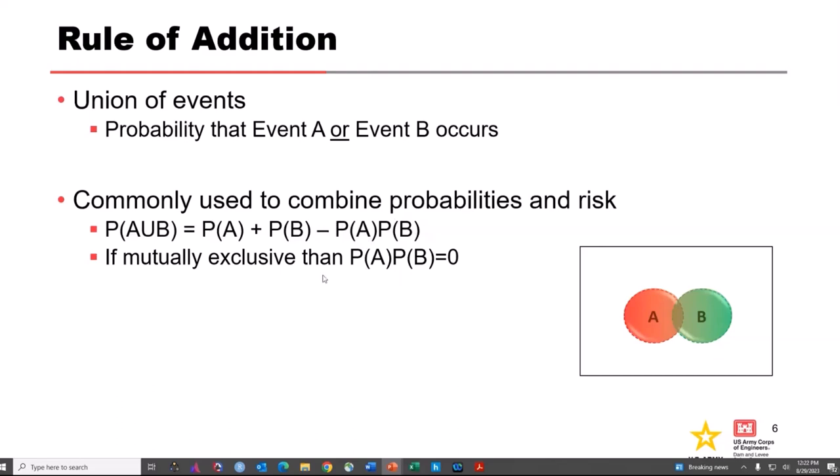If the two events are mutually exclusive, then there should be no overlap. They don't intersect. So P of A times P of B should be zero. So if they are mutually exclusive, this third term here drops out and it rolls back to the formula that we had in the third axiom of probability, where you can just add the two marginal probabilities to get the union. That comes into play in event tree analysis.